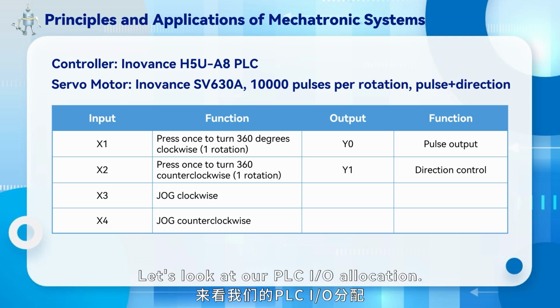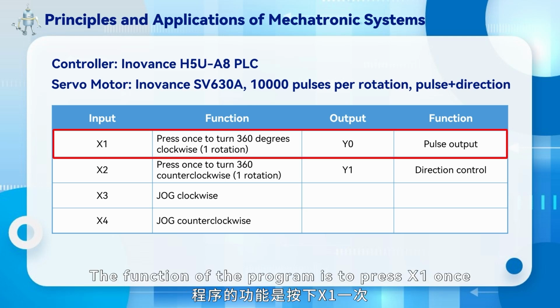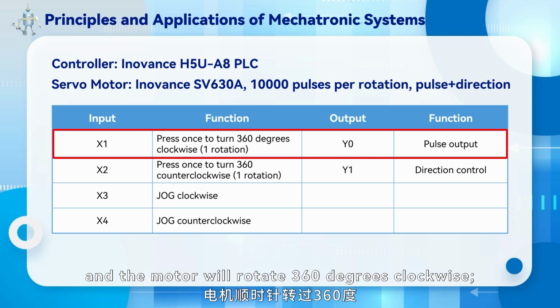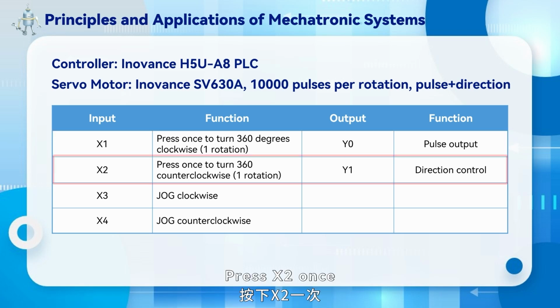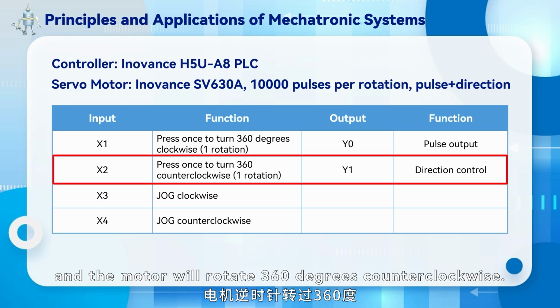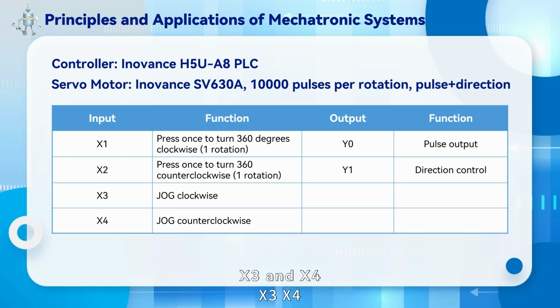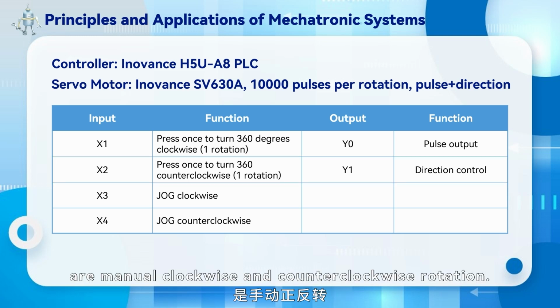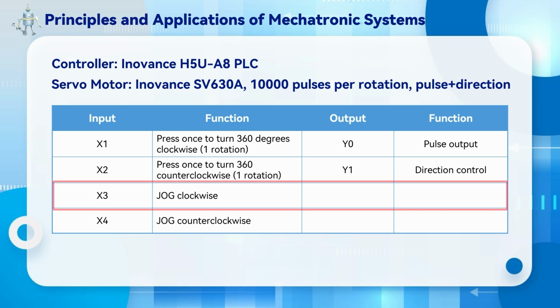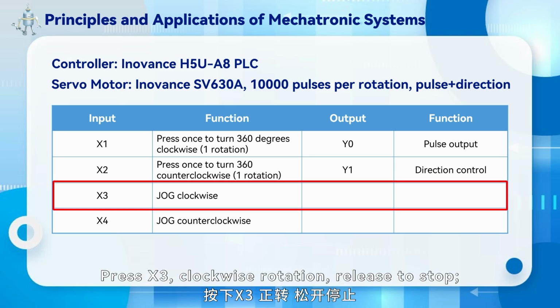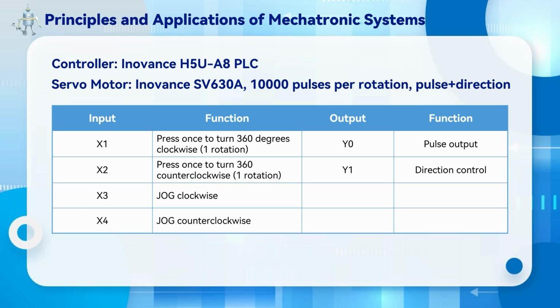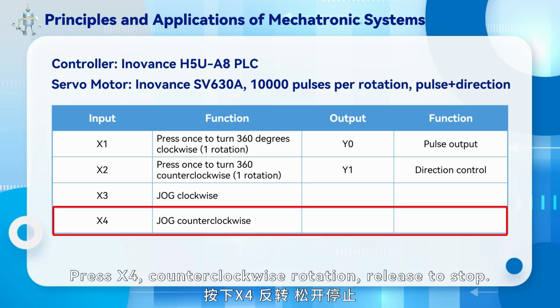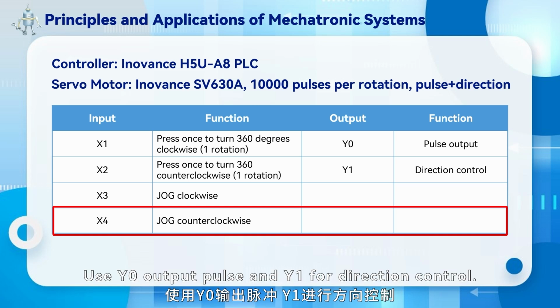direction. Let's look at our PLC I/O allocation. The function of the program is to press X1 once, and the motor will rotate 360 degrees clockwise. Press X2 once, and the motor will rotate 360 degrees counterclockwise. X3 and X4 are manual clockwise and counterclockwise rotation. Press X3, clockwise rotation, release to stop. Press X4, counterclockwise rotation, release to stop. Use Y0 output pulse and Y1 for direction control.